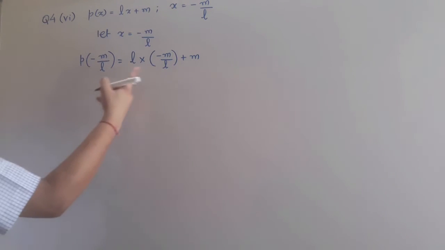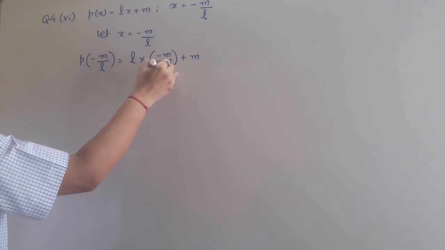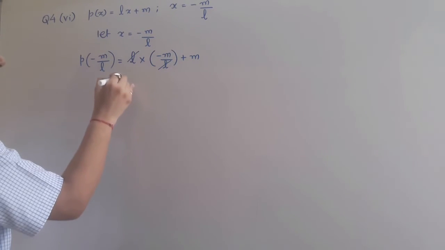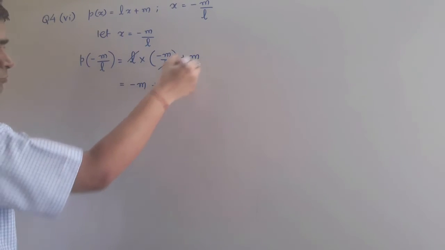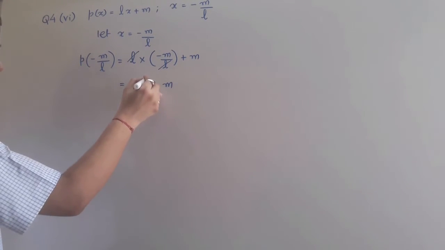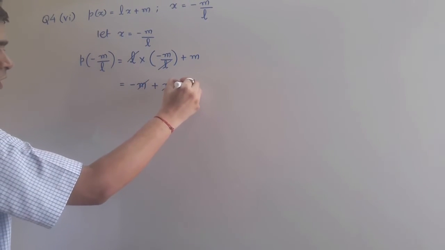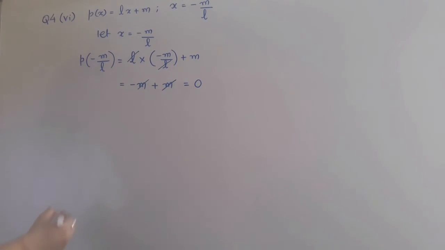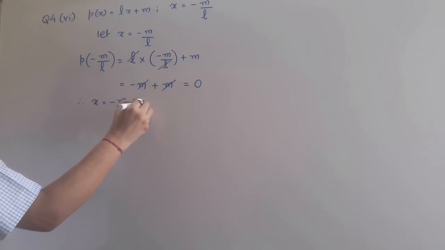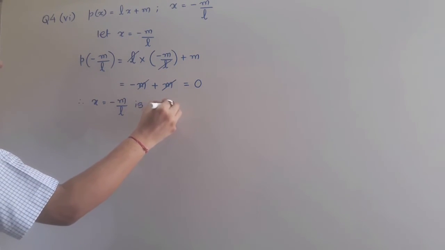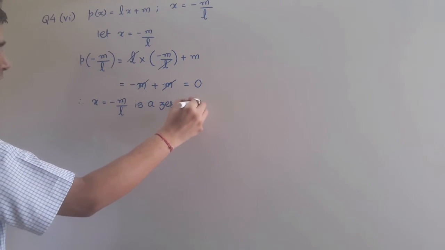Now see, these two terms are in multiplication, so L and L will be cancelled. What will remain? Minus m and plus m from the second term. Now again these two are also cancelled. What is coming? Finally 0. So we can say that therefore x equal to minus m upon L is a 0 of p of x.